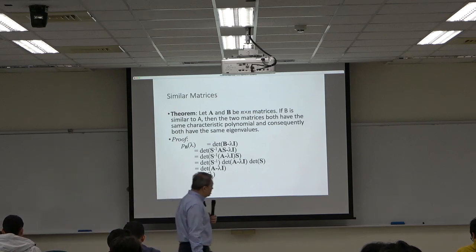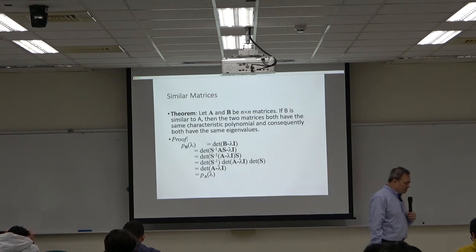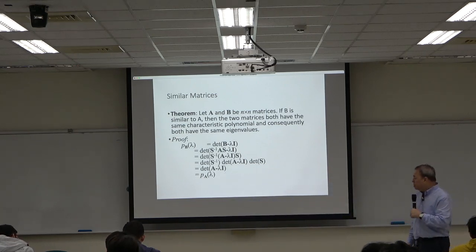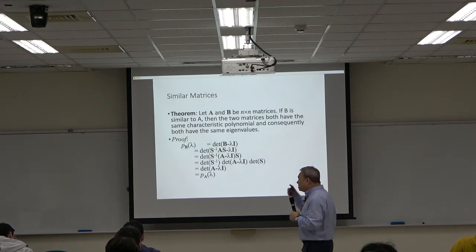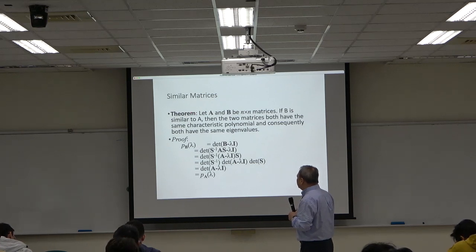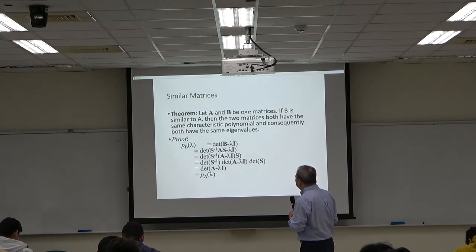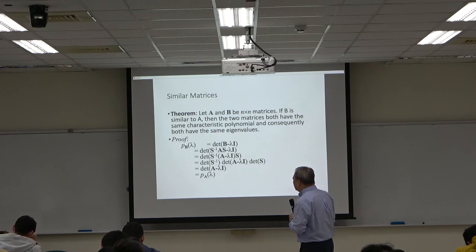OK, let's come back to this. We still have about 20 minutes. Okay, so the next topic is similar matrices. Let A and B be n by n matrices. If B is similar to A, then the two matrices both have the same characteristic polynomials, and consequently, both have the same eigenvalues. So do you remember what I mean?